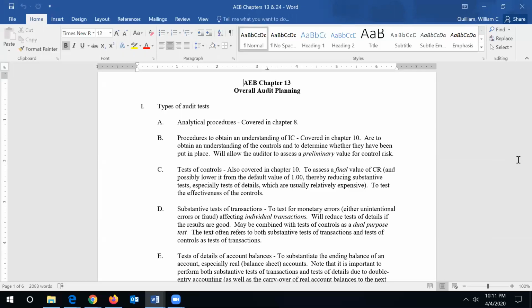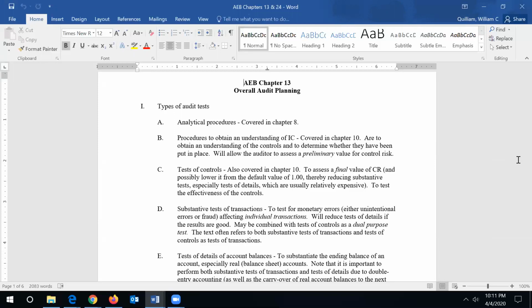Then, procedures to obtain an understanding of internal control. We cover these in Chapter 10. We do these quite early in the audit so that we know how good or how bad internal control is. And they are to obtain an understanding of the controls and to determine whether they've been put in place. They will allow the auditor to assess a preliminary value for control risk.